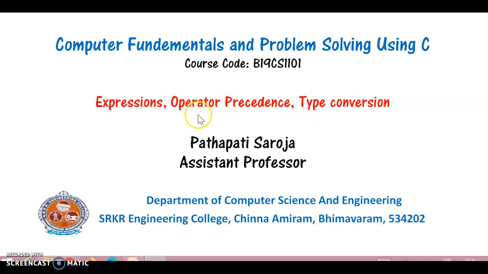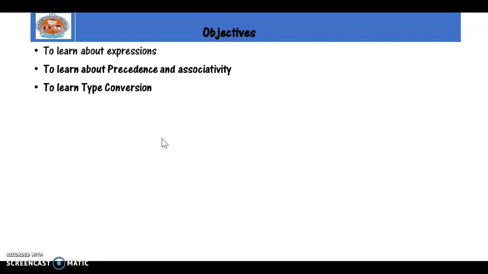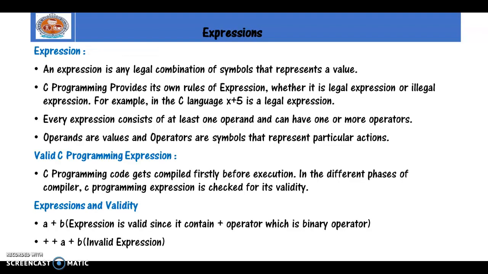In this session, we are going to see about expressions and what is the precedence for evaluating the expressions, what is meant by associativity, and how we convert the data from one type to another. Let us start our session. So the objective of today's session is to learn about expressions, the precedence and associativity of operators, and then type conversion in detail. Coming to an expression, it is a combination of operators and operands, right?